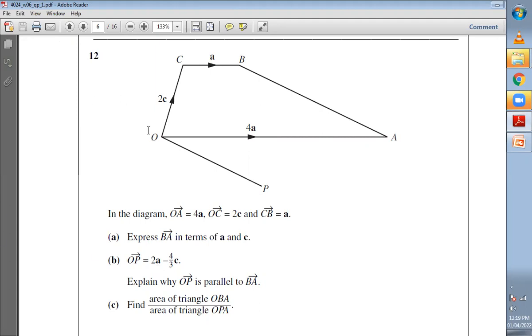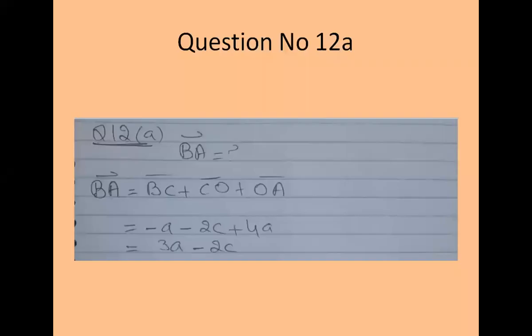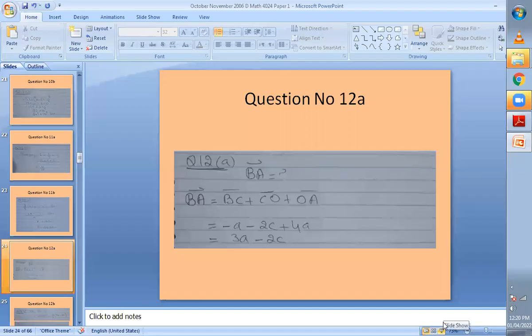Okay. BA, if you want to go from B to A, I will make the bypass. From B, I will go to C. From C, I will go to O. From O, I will go to A, and that will give me the value of BA. Let me show you. So BA will be: from B go to C, from C go to O, and from O go to A. BC will be minus A, CO will be minus 2C, and OA will be plus 4A. So minus A plus 4A will be 3A. So 3A minus 2C will be the answer. So that is how you do question number 12, part A.